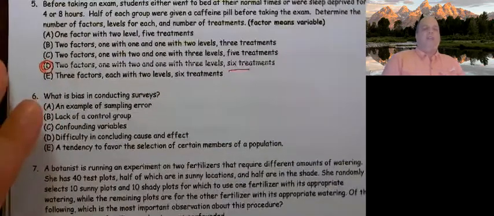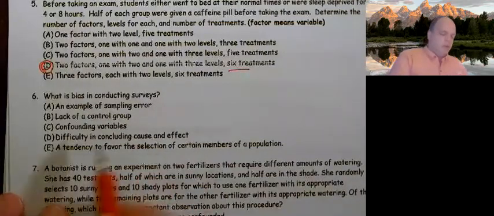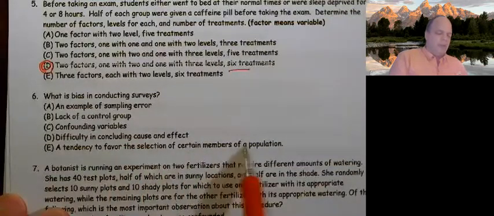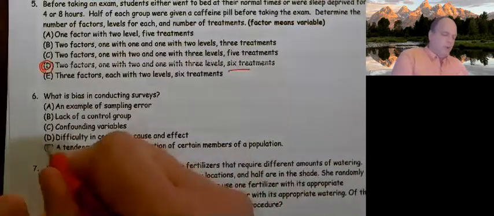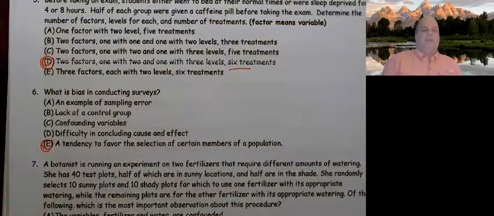What is bias in conducting surveys? Once again, it's overrepresenting or underrepresenting part of a population. So in this case, letter E, a tendency to favor the selection of certain members of the population, to overrepresent or underrepresent part of the population, to favor a group.